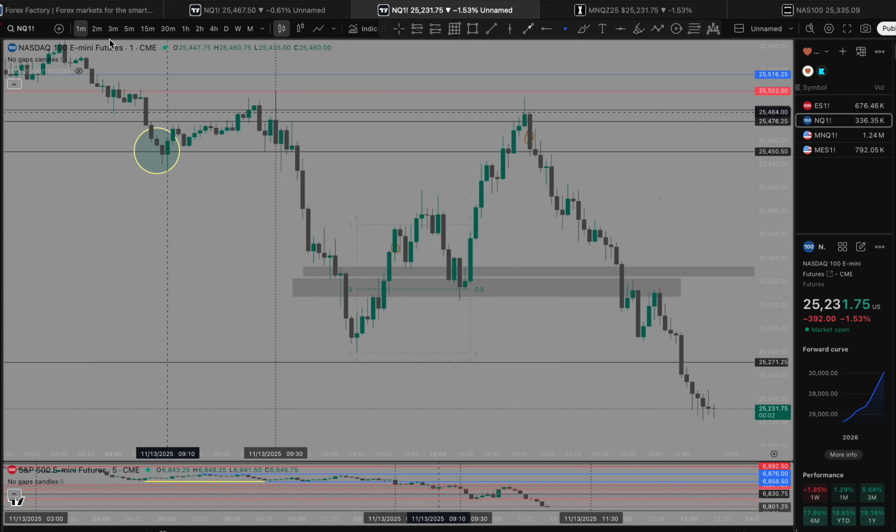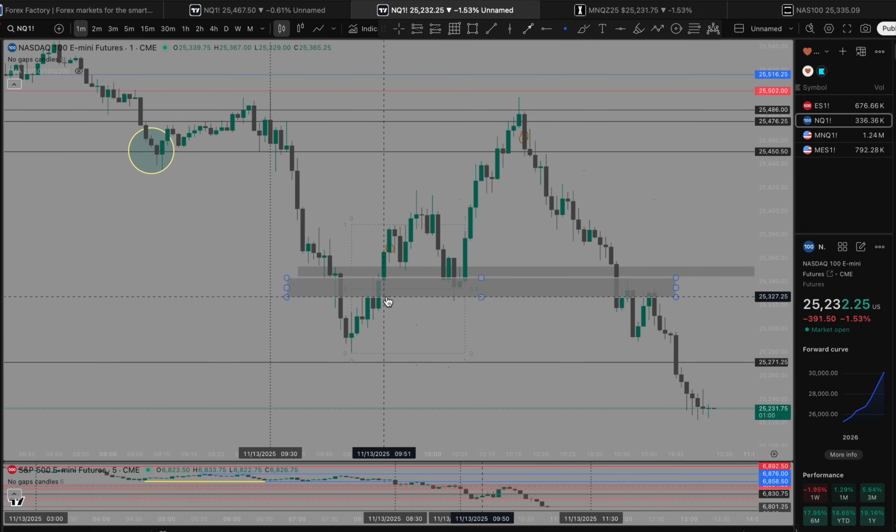So now I'm looking on the 1 minute. I'm looking for a fair value gap. And I hit one here. So this is a fair value gap here that got respected. It got respected perfectly, but I actually got in earlier. This is where I got in to my trade.